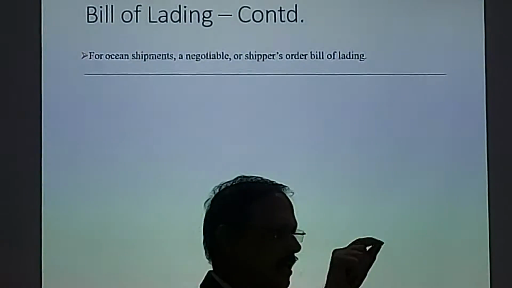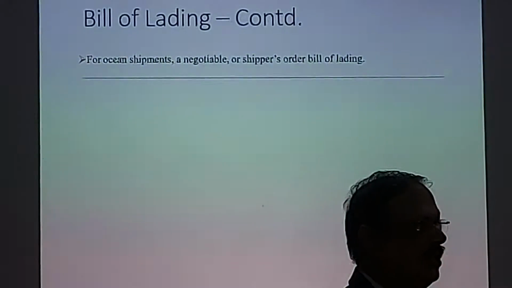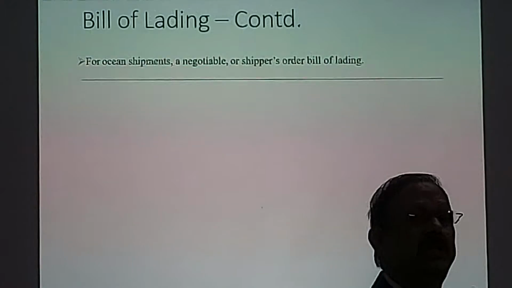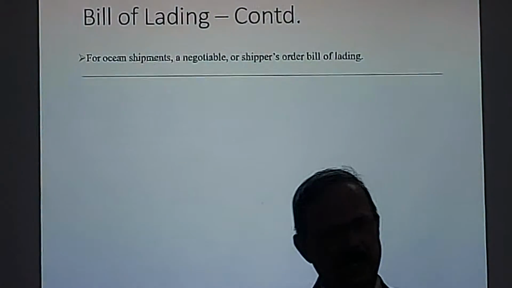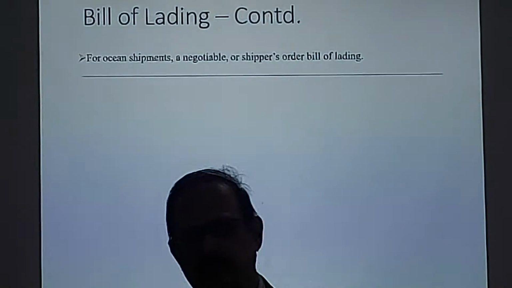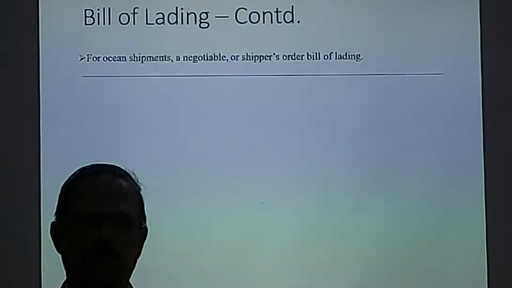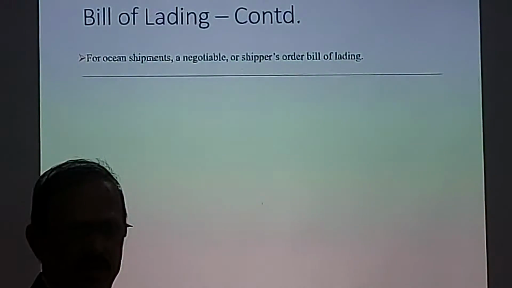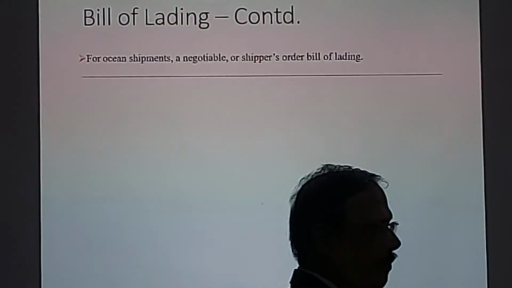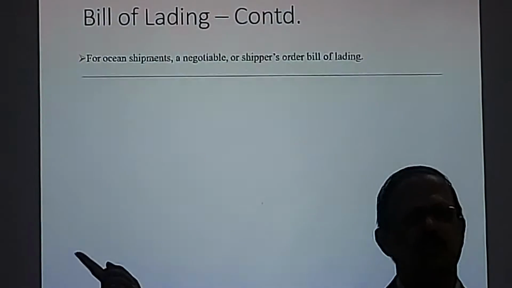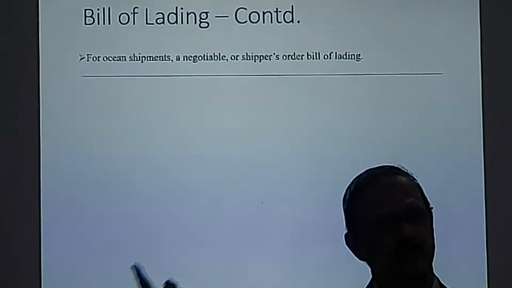But if you just put bearer or to order, then the check can be passed on multiple times. Suppose you issue the check to me to order, I can just get a signature at the back and get the money from the bank. If I don't want to, I put the endorsement and give it in his name. He can in turn get the money. So it is called negotiable. You can pass on the ownership multiple times as long as you want. It is a negotiable instrument.